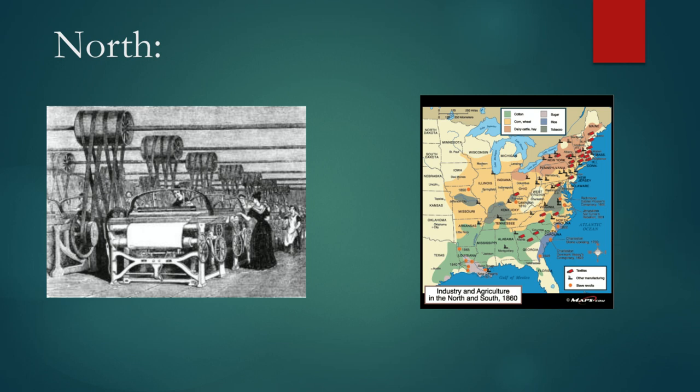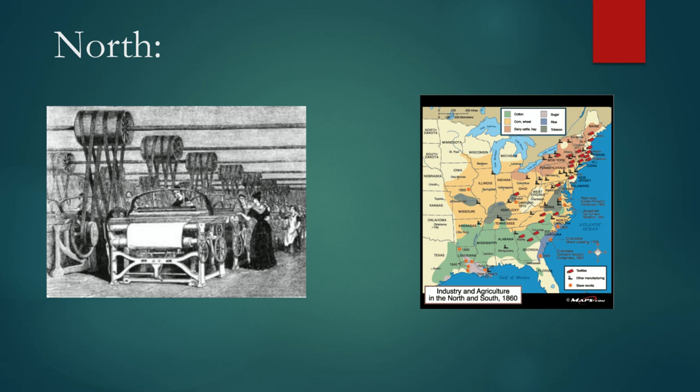If we look at the North, here are some of the main things that you need to know that were going on with the North. In the North, you had rivers, you had transportation and shipping that were very prominent. You had the building of the Erie Canal, which is going to allow a lot of goods and products to flow from the Atlantic into the Great Lakes, and this is going to be built during this early period of the 19th century.